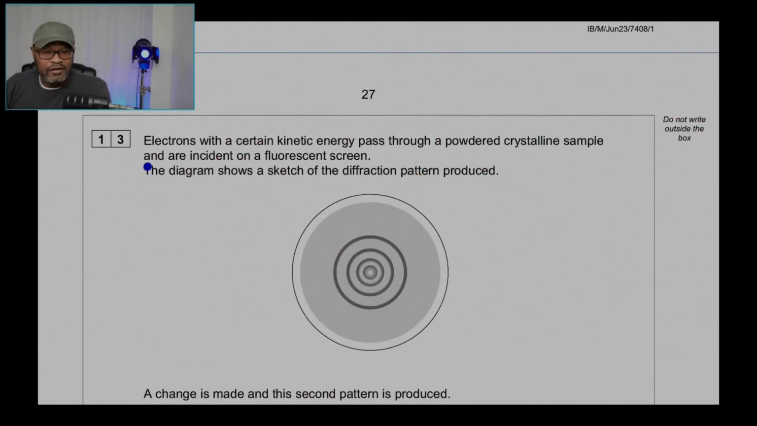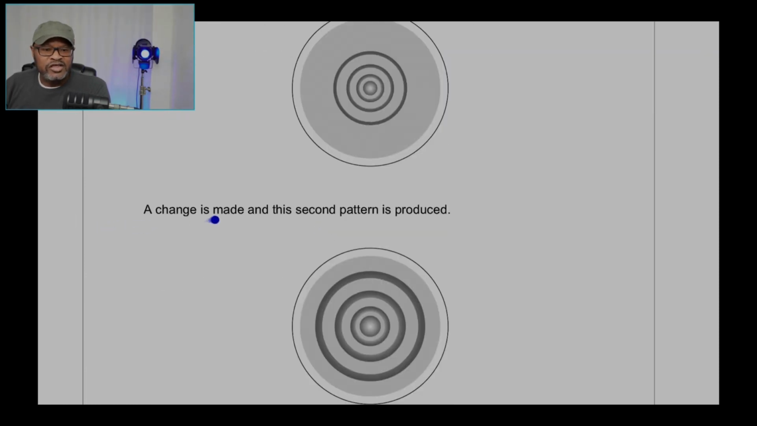Question 13. Electrons with a certain kinetic energy pass through a powdered crystalline sample and are incident on a fluorescent screen. The diagram shows a sketch of the diffraction pattern produced. You see some rings here. A change is made and this second pattern is produced.